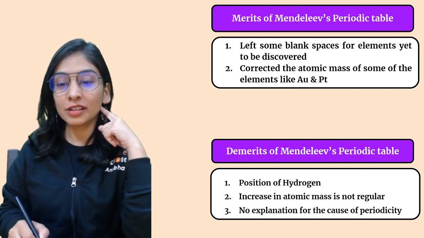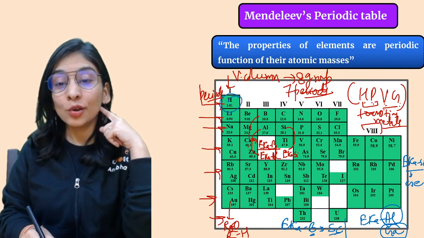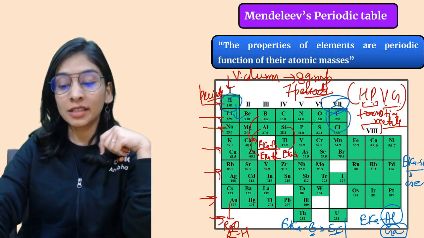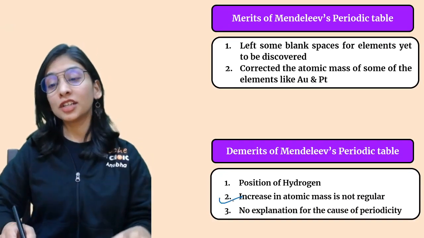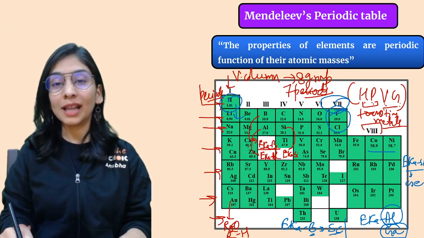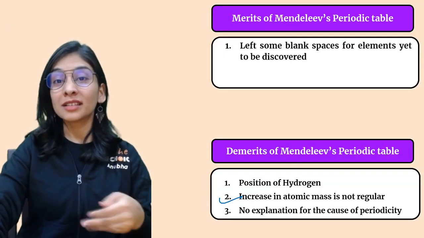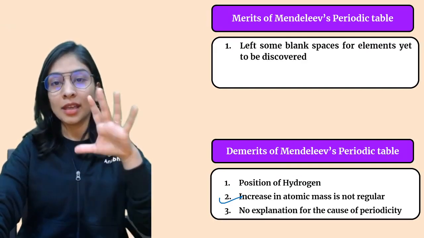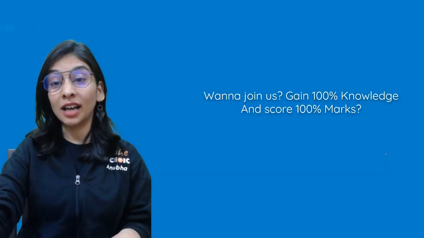But yeah, there were demerits also. The position of hydrogen is still a problem. He wrote hydrogen over here, though hydrogen's properties match with Group 1 as well as Group 7, which is a group of non-metals, since it shows the properties of non-metals as well. Apart from that, the increase in atomic mass is not regular. In what sense? You see cobalt and nickel. Cobalt is written before nickel, though it has more mass; nickel has less mass. So increasing atomic mass is not followed properly. There is no explanation for the cause of periodicity, why grouping the elements together gives them the same property. So he was correct, but only partially correct.